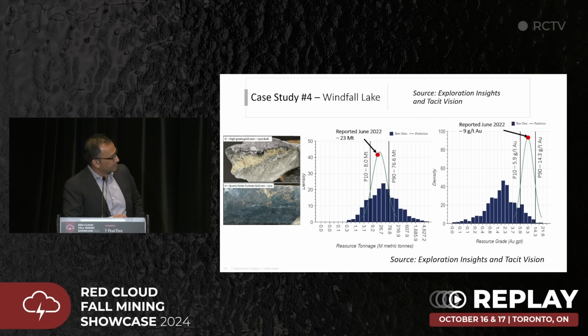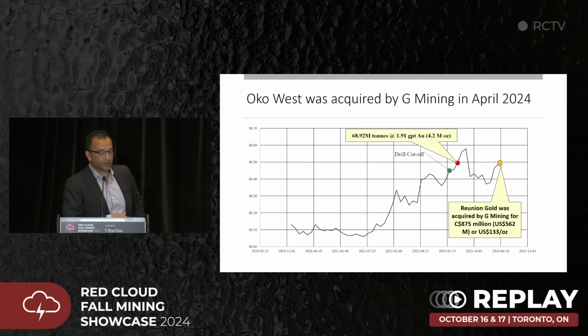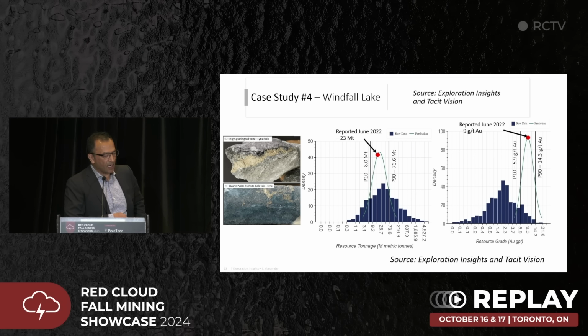But Oka West was a good one. That was taken out. The machine got the grade, got the tonnage. The grade was on the P90. Windfall, it got spot on. That was taken out. It got spot on for tons and for grade.